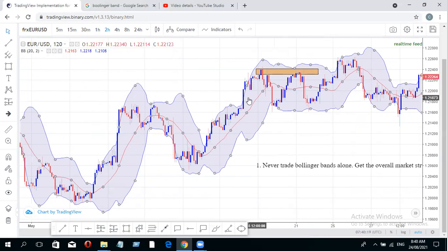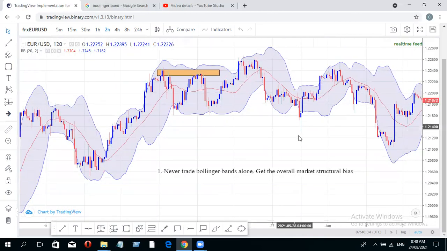You must always have other confluences to confirm your choice to buy or sell at the Bollinger Band region. You mustn't trade this thing alone, or you'll be in for a big mess. Now, let's continue looking at that.